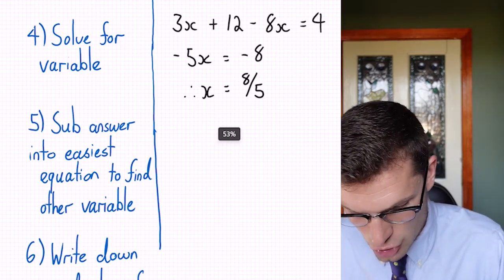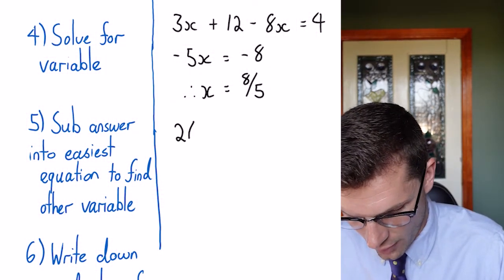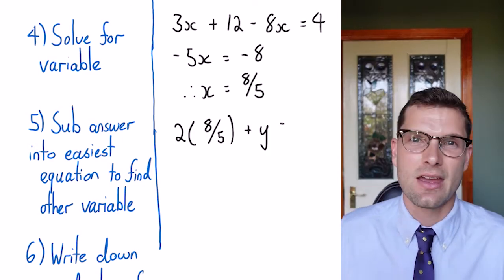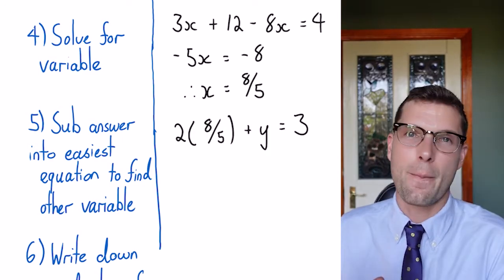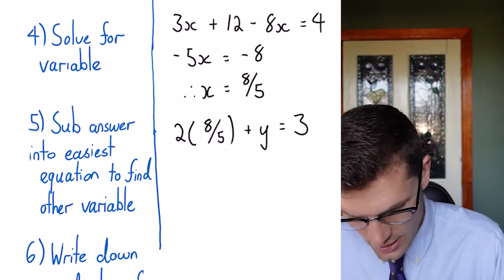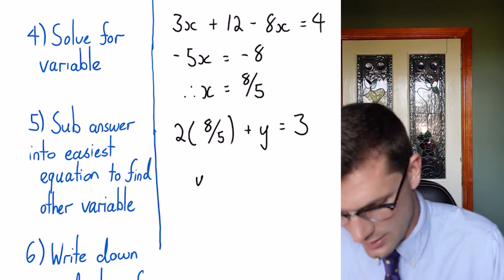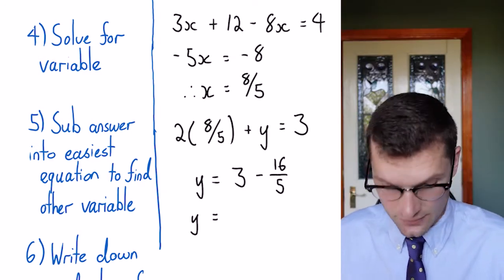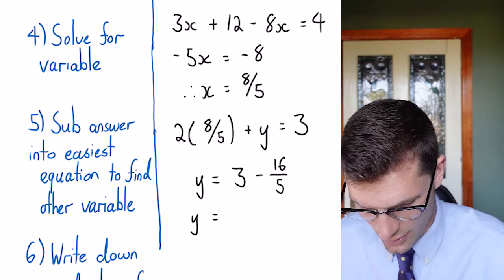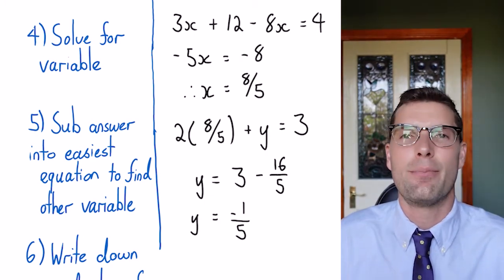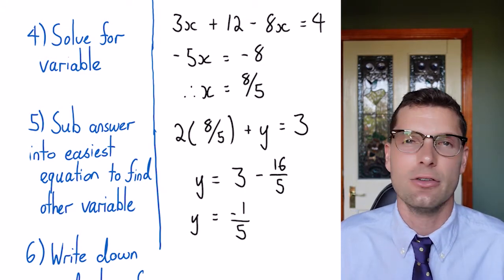So that becomes 2 times 8 over 5 plus y is equal to 3. Now to get y by itself, I've got to minus that 16 over 5 onto the other side. So I've got y is equal to 3 minus 16 over 5. In your calculator, that gives you y is equal to negative 1 over 5. I know these answers look a little bit annoying, but because we've followed that scaffold, we're going to find these all right.